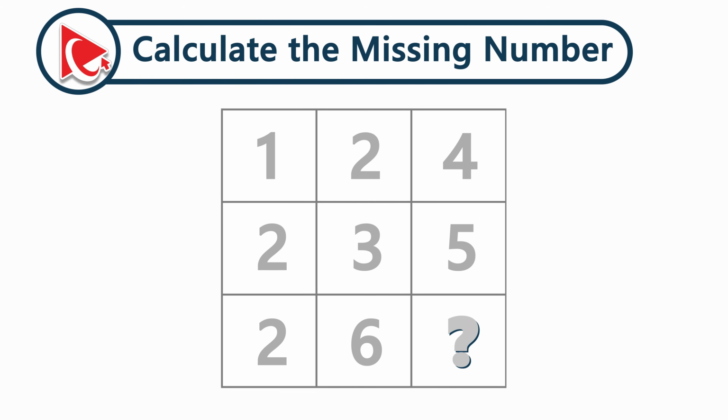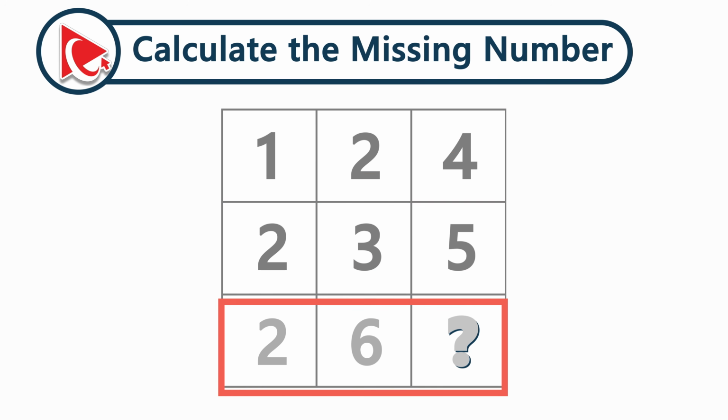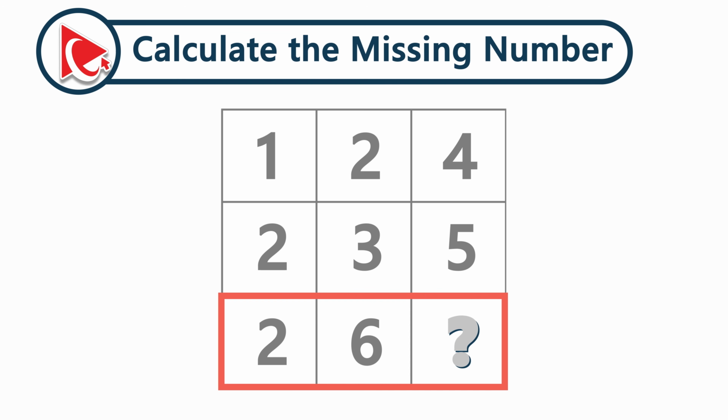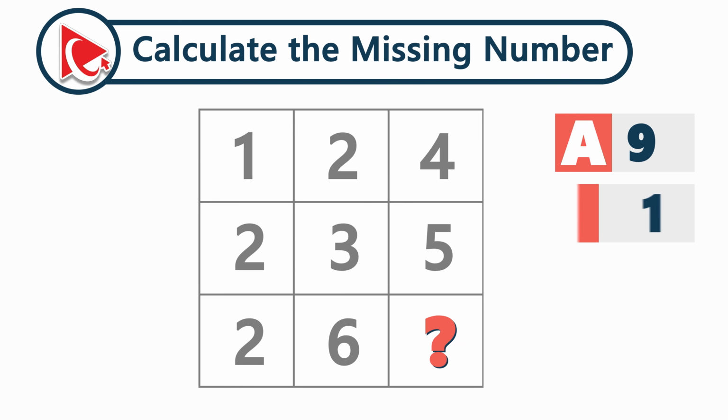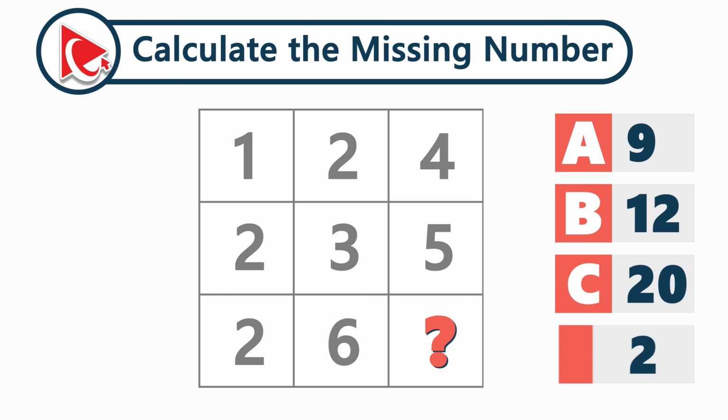Take a close look at this 3x3 matrix. Numbers in the first row are 1, 2, and 4. Second row has numbers 2, 3, and 5. And then the third row only has two numbers, 2 and 6. And the missing number you need to calculate and select out of 4 possible choices: A9, B12, C20, or D27.